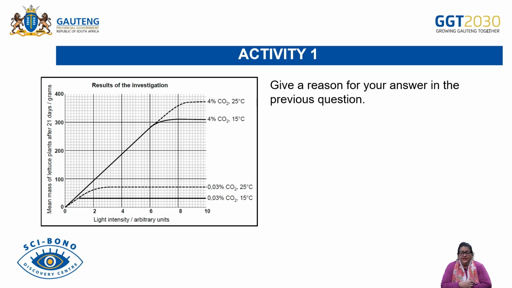Now, learners, we need to give a reason. You see now, give a reason is the same as saying explain your answer for why photosynthesis rate will decrease sharply or drastically if it's exposed to 35 degrees. So give a reason for your answer in the previous question.